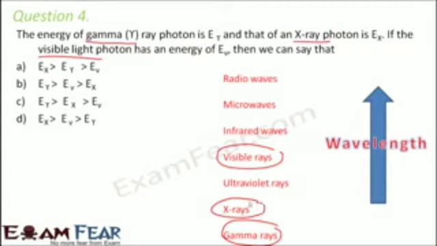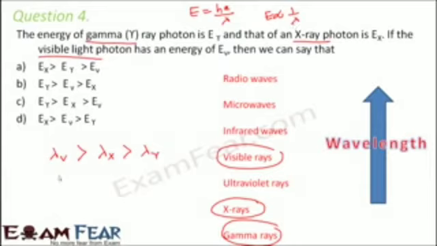So looking at these three things, you can say that the wavelength of visible light is greater than the wavelength of X-ray, which in turn is greater than the wavelength of gamma ray, right? Because as we go up, the wavelength increases. Now we know that energy is equal to hc by lambda, right? So energy is inversely proportional to wavelength. That means a ray with more wavelength will have less energy.